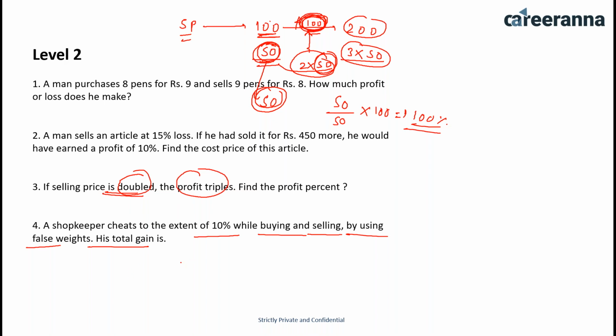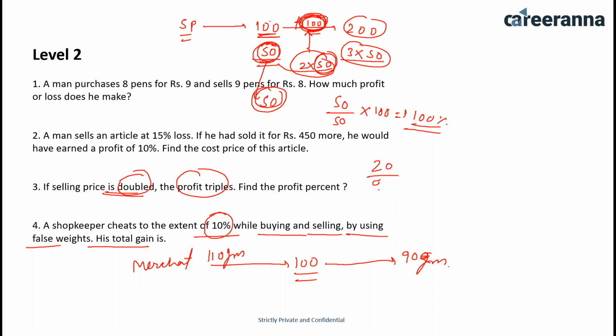Okay. So let us understand. Suppose that he purchases from a merchant in 100 rupees, he takes 110 grams by cheating, right? But in 100 rupees, he sells it in 90 grams. So his gain percentage would be 20 by 90 multiplied by 100. It is 22.22 percentage. Any doubt?